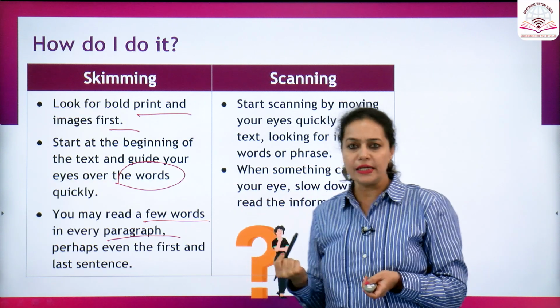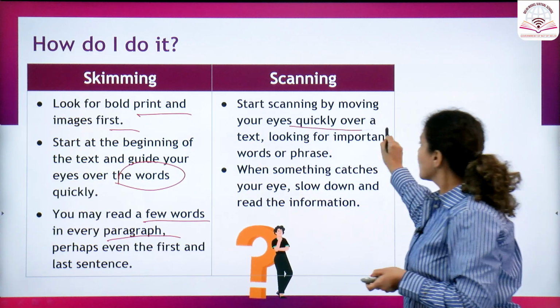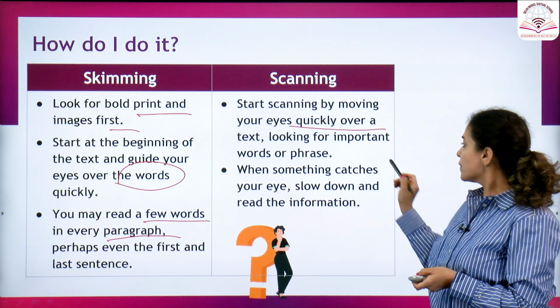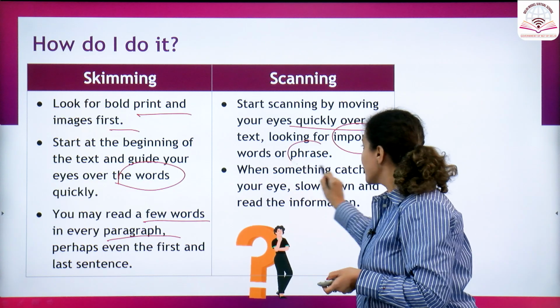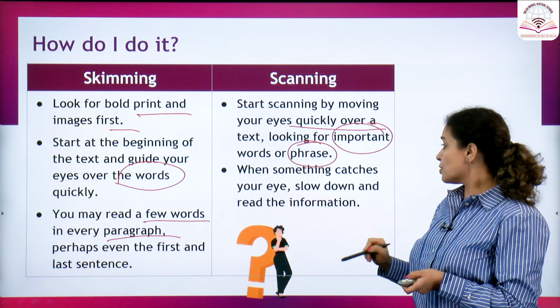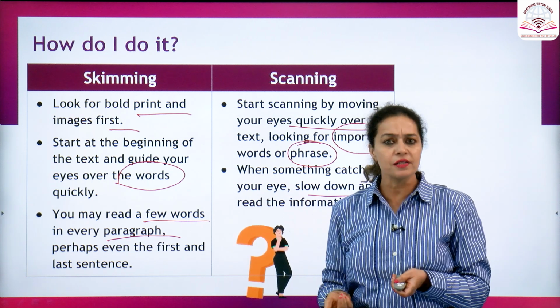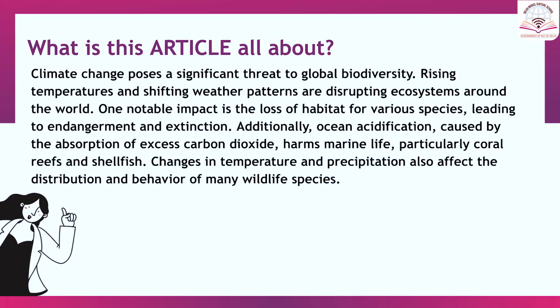And what about scanning now? Scanning, you have to start scanning by moving your eyes quickly over the text, looking for important words or phrase that you have been asked to locate. When something catches your eye, slow down and read the information. Let's practice skimming first. Suppose you get this text and you have to identify the main idea of the text, so you will employ skimming here. What is this article all about?